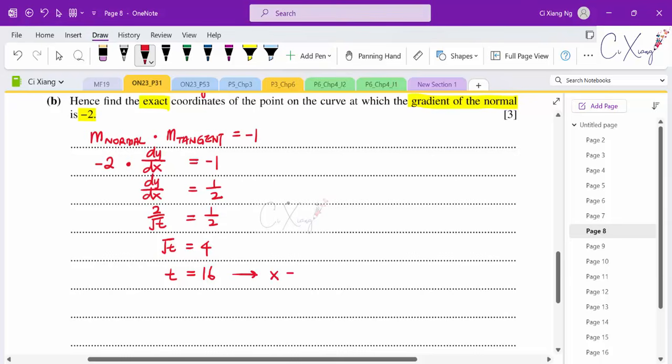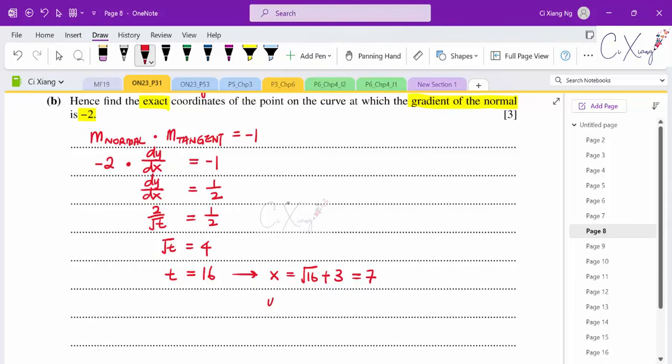Okay, so what is the x? X will be square root 16, then plus 3. So by right, you should get 7. And to get the y, it is actually ln 16. They want you to keep the coordinate in exact coordinates. So my answer is 7 and also ln 16.